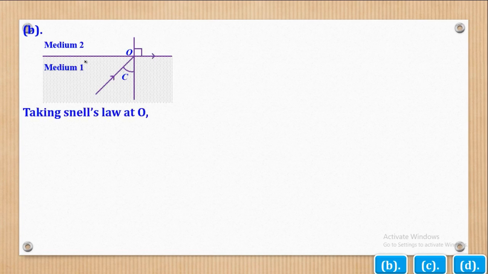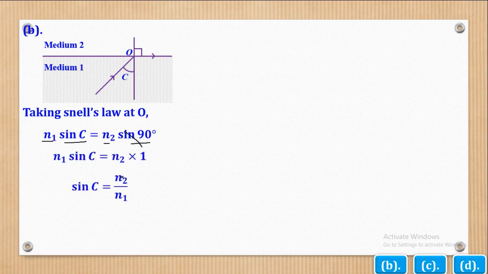Therefore, taking Snell's law at O, we shall say that n1 sine C is equal to n2 sine 90. But we know that sine 90 is equal to 1, therefore sine C will be equal to n2 over n1, implying that C is equal to arc sine n2 over n1. So now we shall go to part C.